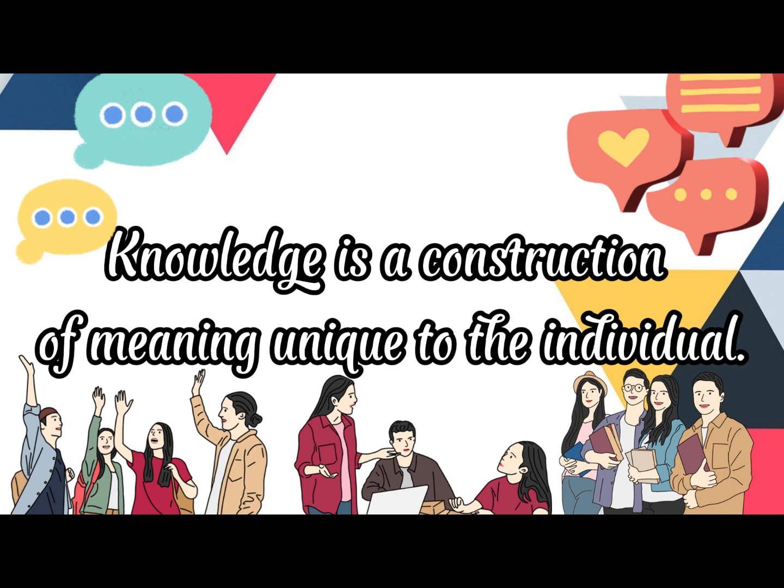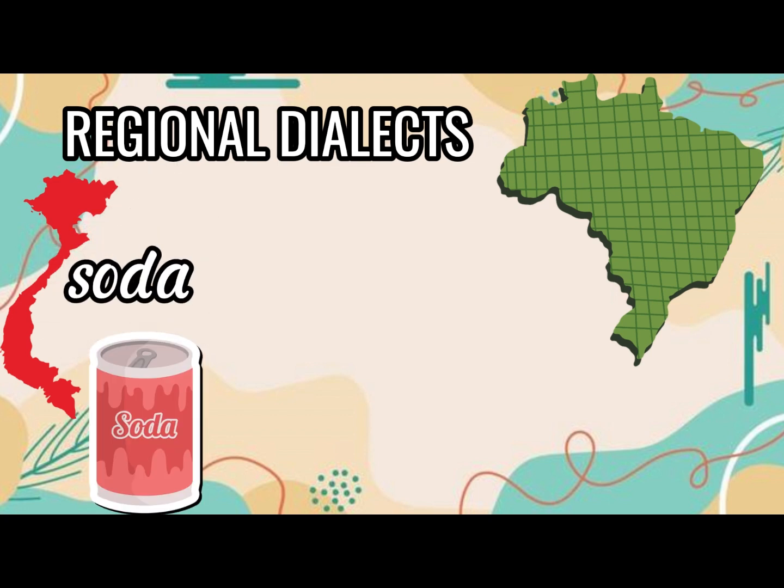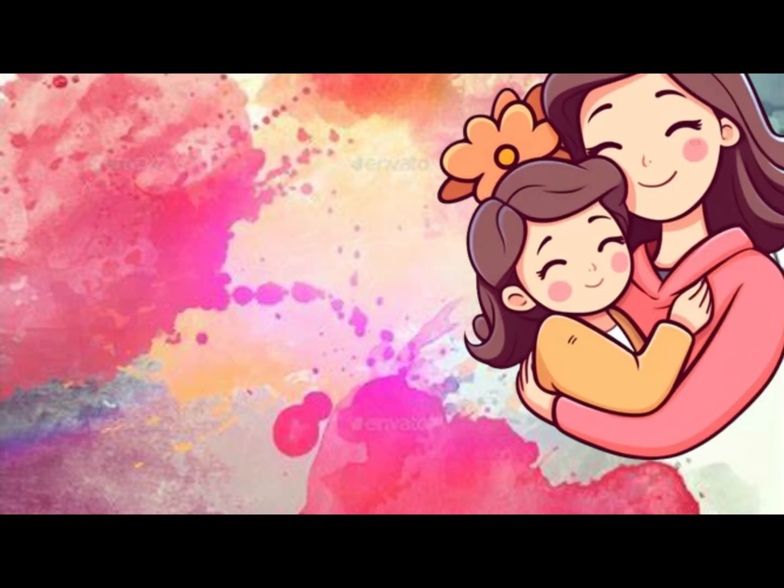He emphasizes the importance of others in our development, like social interaction and guided learning. Vygotsky postulated that language develops similarly. Regional dialects are a perfect example. Do you call soft drinks in a can soda, pop, or is everything simply Coke?